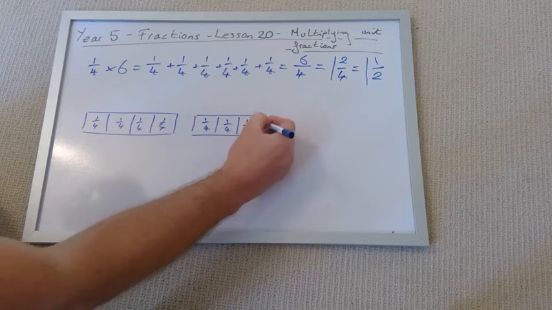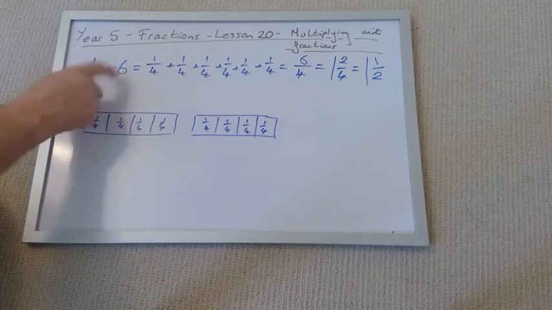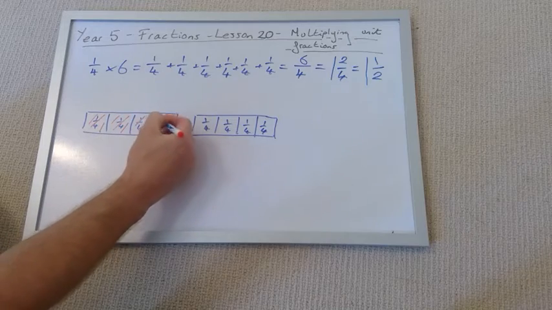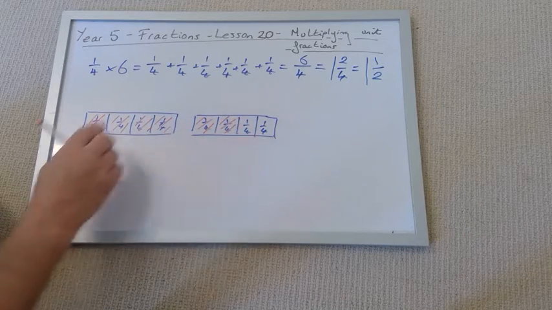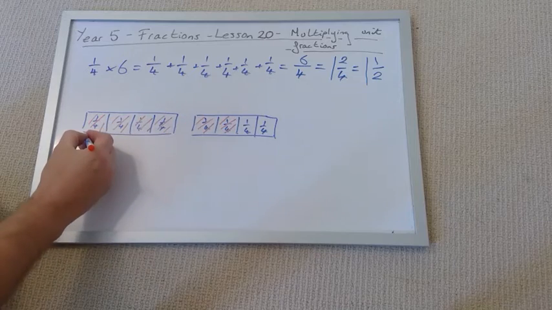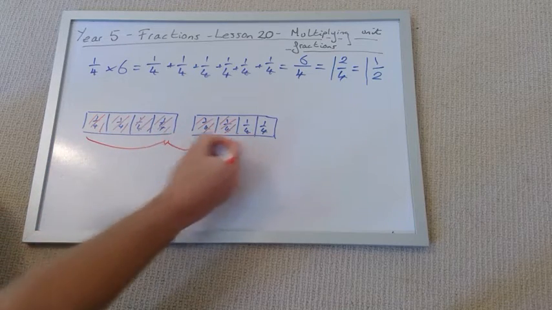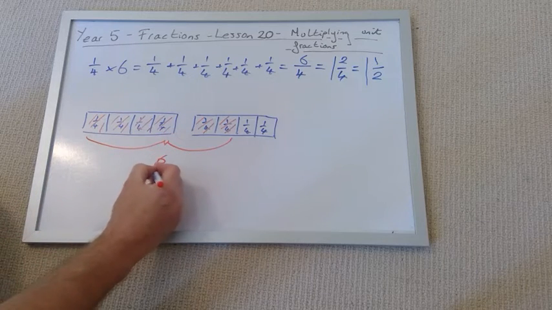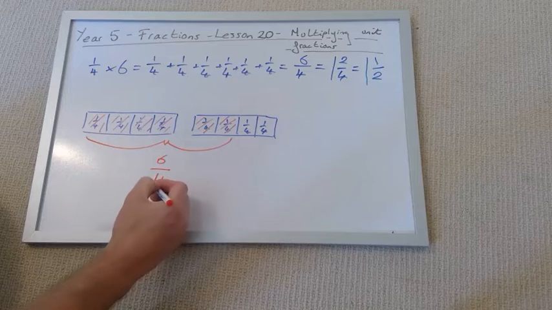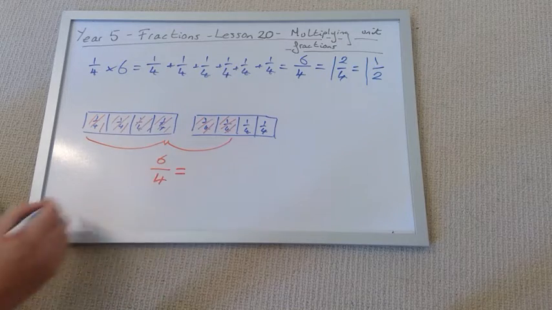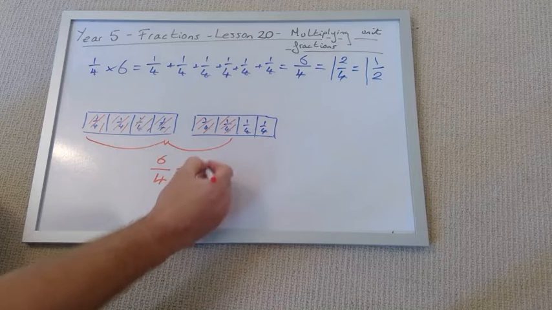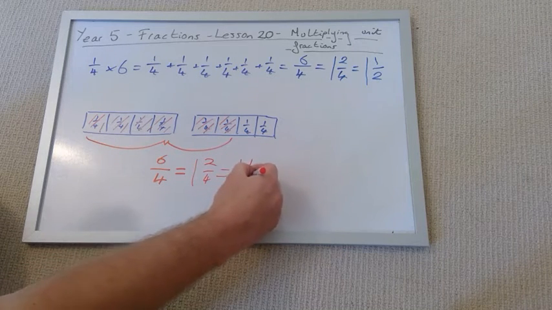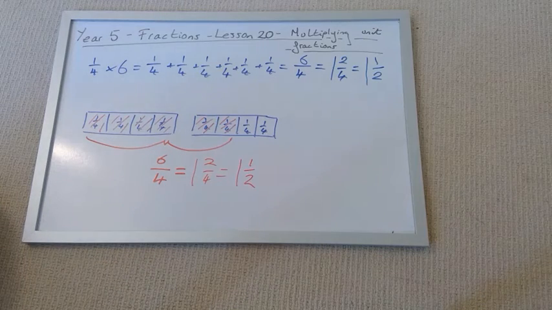And I know I want 6 quarters, and I can visually show 6 of them. 1, 2, 3, 4, 5, 6. And this is equal to, remember, it's just the numerators we're interested in, 1, 2, 3, 4, 5, 6. And the denominator stays the same. We need to convert this into a mixed number. 4 divides into 6, 1 whole, 2 quarters, and we simplify that down to 1 and 1 half, because 2 divides into both 2 and 4.